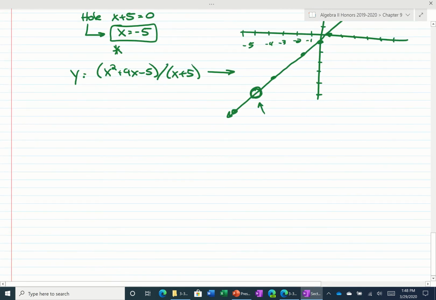Let's take a look at another problem. What if I asked you to graph f of x is equal to x plus 3 over x squared minus x minus 12? First step that we have to do is factor.